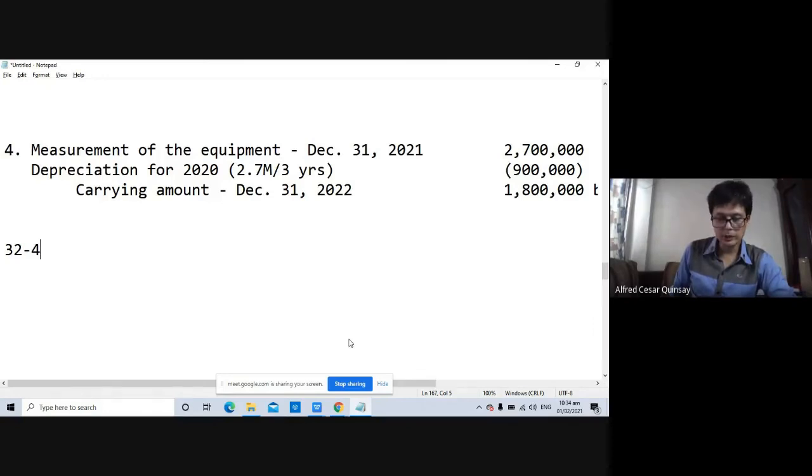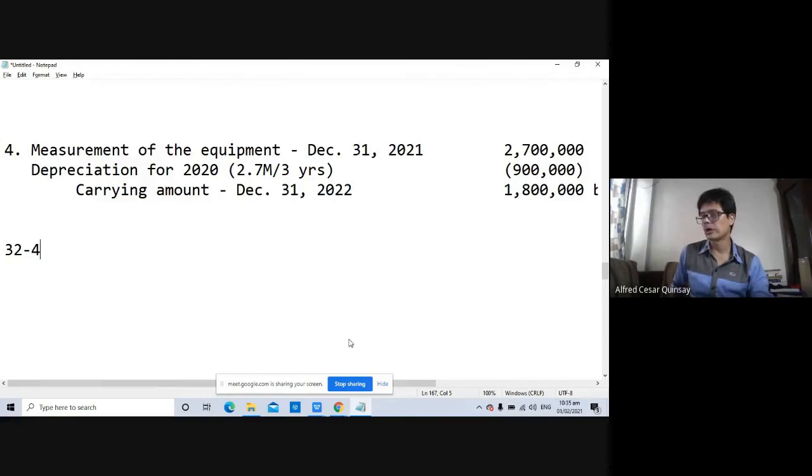Number 2: the entity shall classify a non-current asset or disposal group as held for sale when the carrying amount of the asset or disposal group is recovered through a sale transaction, or when the carrying amount is recovered through continuing use. So, tamang sagot dyan is letter A, through a sale transaction. Okay? Held for sale nga. Hindi siya abandoned, hindi siya continuing use, hindi siya retired. Through a sale kasi nga held for sale.